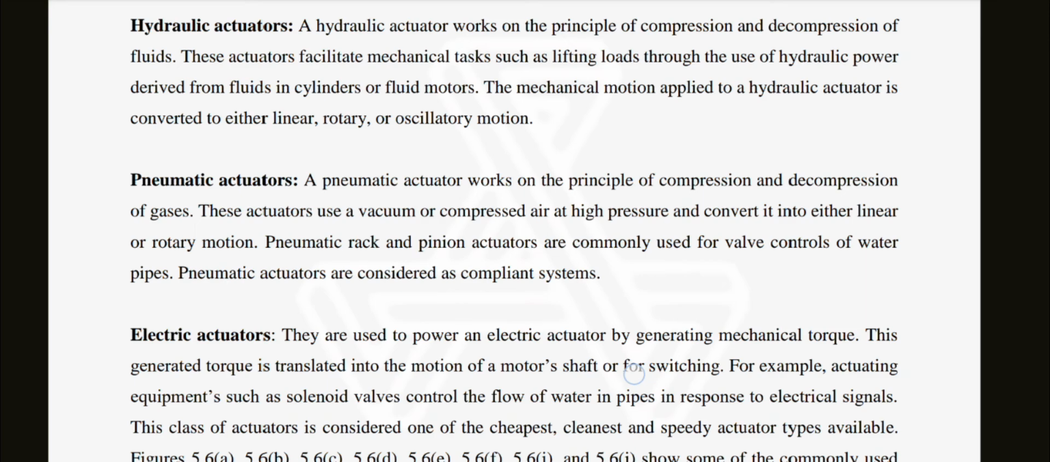Pneumatic rack and pinion actuators are commonly used for valve control of water pipes. Pneumatic actuators are considered compliant systems.